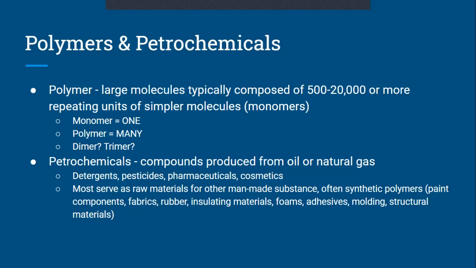Petrochemicals are just compounds that were produced from oil or natural gas. This could be detergents, pesticides, lots of pharmaceuticals, and cosmetics. Most petrochemicals will serve as raw materials or starting materials for other man-made substances. And this includes synthetic polymers, so not polymers that are found in nature, but ones that we've created. This includes paint components, fabrics, rubber, insulating materials, foams, adhesives, molding, and structural materials.